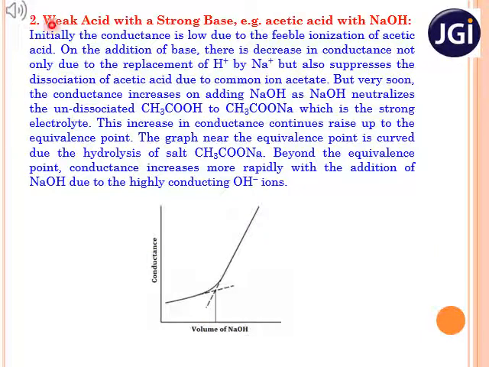The second one is the reaction of weak acid with a strong base. Example, acetic acid versus sodium hydroxide. Students, observe the graph carefully. Since acetic acid is a weak acid, it undergoes partial dissociation. Before adding sodium hydroxide, the conductance is minimum, which is due to H+ ions of acetic acid. When sodium hydroxide is added in small increments, the conductance starts increasing slowly due to the replacement of H+ ions by Na+ ions. This happens till the equivalence point or end point of the reaction.